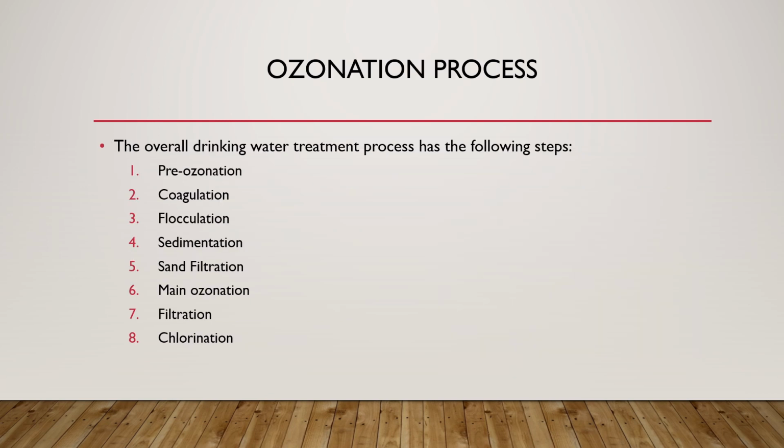Here are some of the processes that occur during ozonation. Firstly, we have pre-ozonation, then followed by coagulation, then flocculation. Once flocculation is done, we are followed by sedimentation, then sand filtration itself. Then after that, we have the main ozonation, followed by a filtration step and then chlorination or disinfection, which increases the quality of our water.